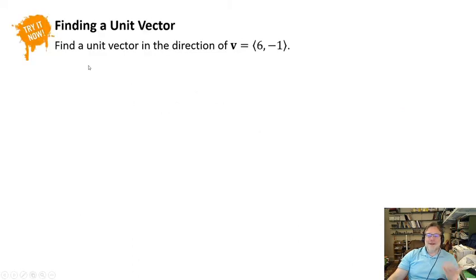All right, so try this one. Very similar problem here. Find a unit vector in the direction of v, where v has these 2 components here, 6, -1. Take some time for that.